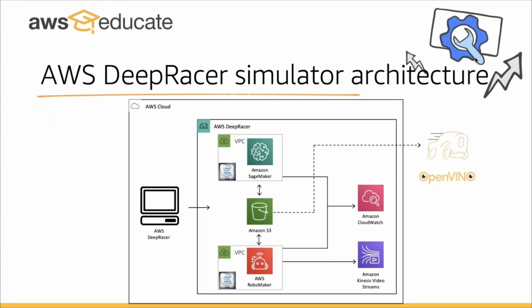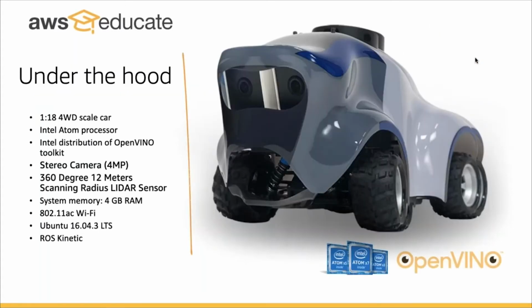DeepRacer is powered by Intel OpenVINO to enable model optimization for fast inference on the edge. So these are the technical specs on what's going on under the hood of AWS DeepRacer Evo. It runs on an Intel Atom processor with 4 GB memory. It has built-in Wi-Fi, which we need to connect during physical events to control the car. It also has a 4-megapixel camera with 360-degree and 12 meters scanning radius LiDAR sensor.